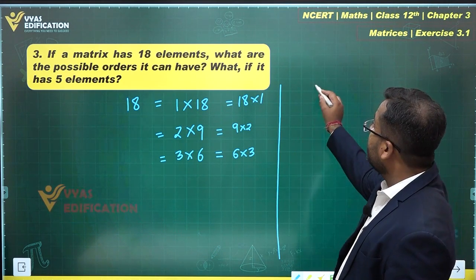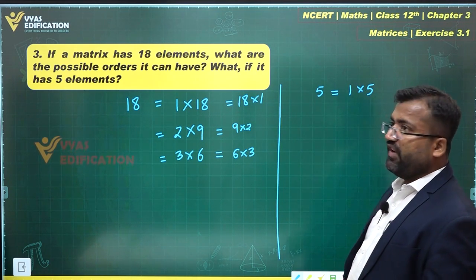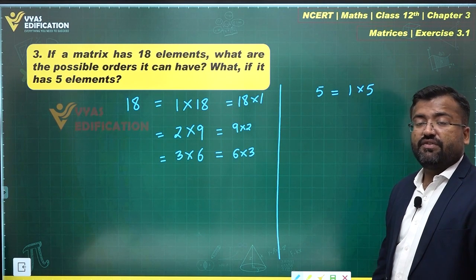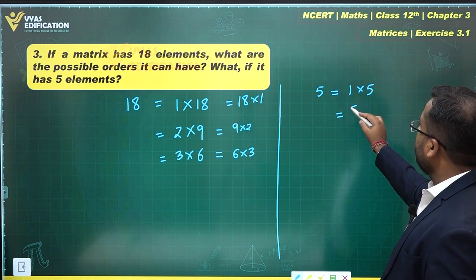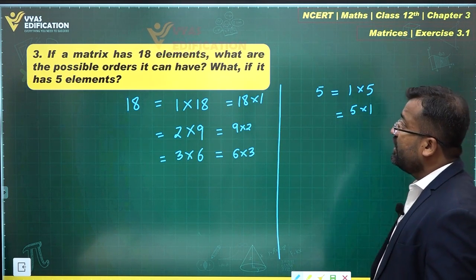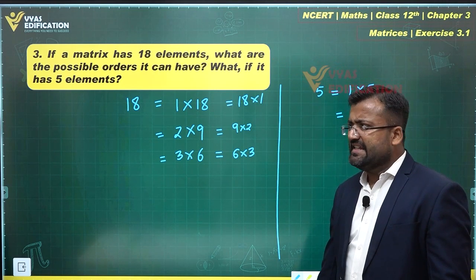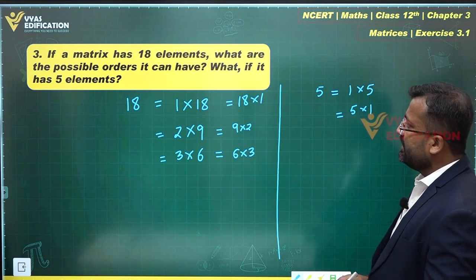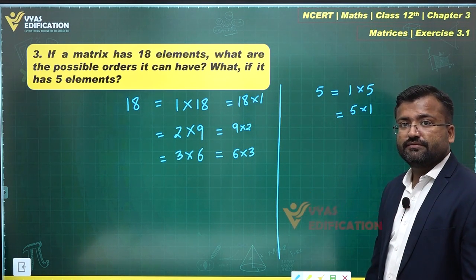In case the matrix has only 5 elements, let's try to factorize 5. So 1 is a factor, 5 is a factor. Are there any other factors? No. So 1 by 5 and 5 by 1, these are the only possible orders that a matrix having 5 elements can have. Right? Is that all? Yes, that is all in this question. Let me get aside for you to take a look. That's all in this question.